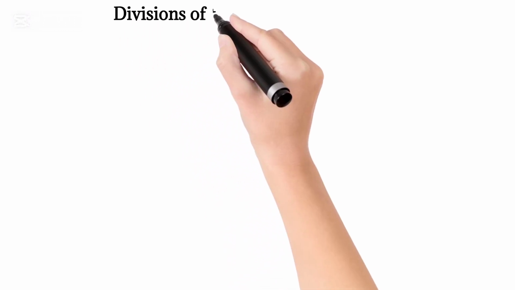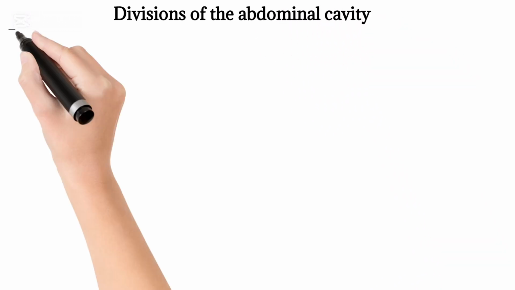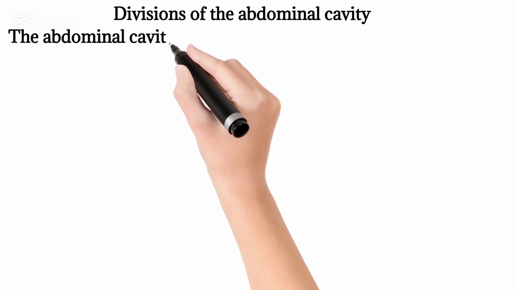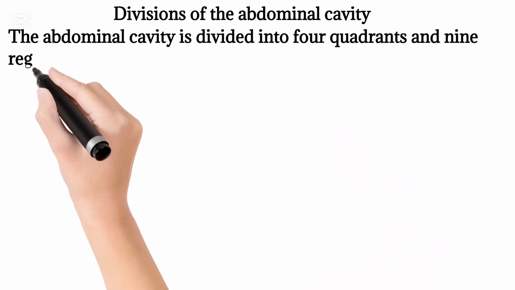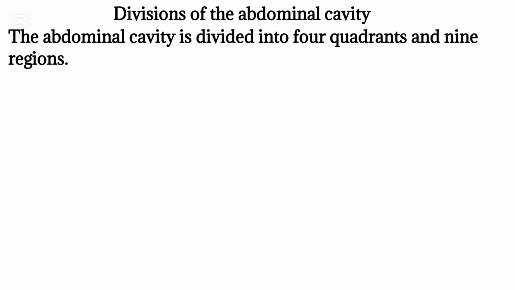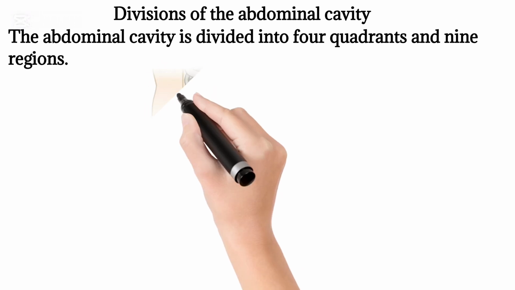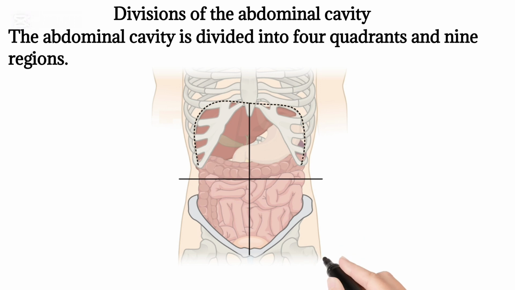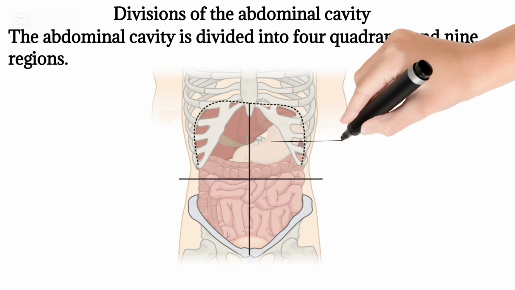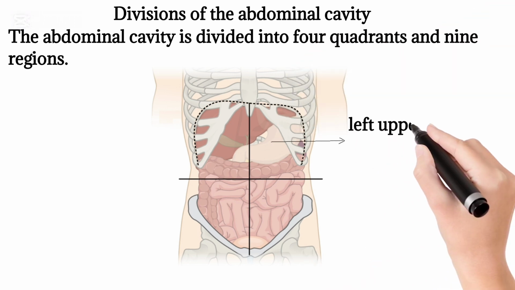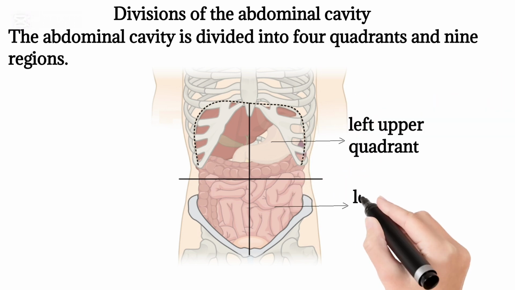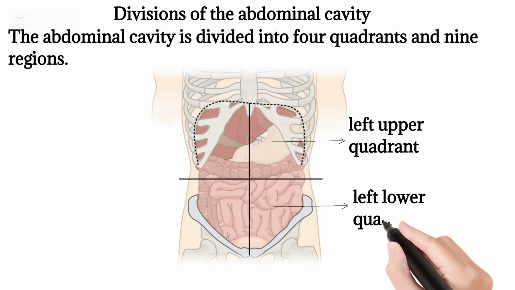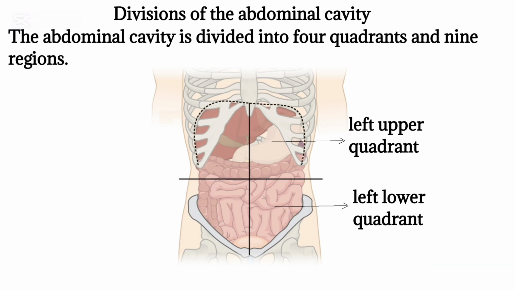Now, let's move on to the divisions of the abdominal cavity. The abdominal cavity is divided into 4 quadrants and 9 regions. The diagram here shows the 4 quadrants. We have the left upper quadrant, and then the right upper quadrant. We have the left lower quadrant and the right lower quadrant.